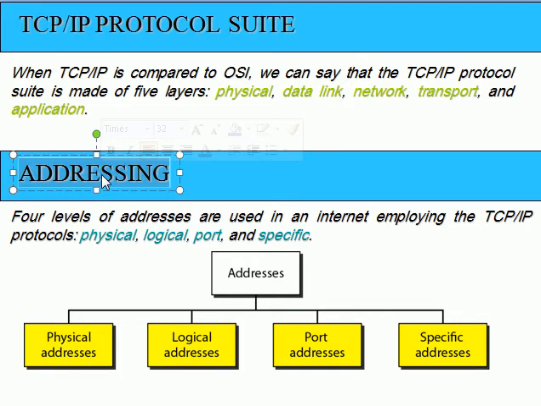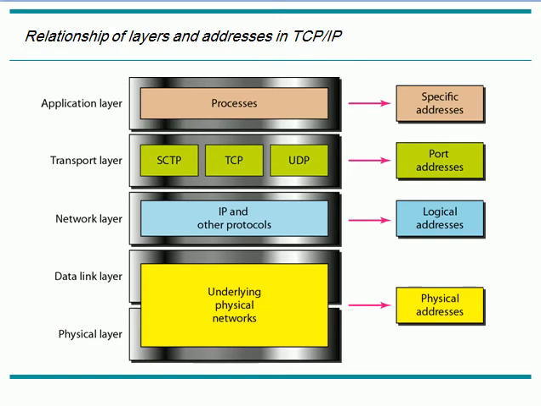Types of addressing. Students, we have 4 types of addresses. We have a physical address, a logical address, a port address, and a specific address. You should know the purpose of these 4 addresses by looking at the next flow chart.